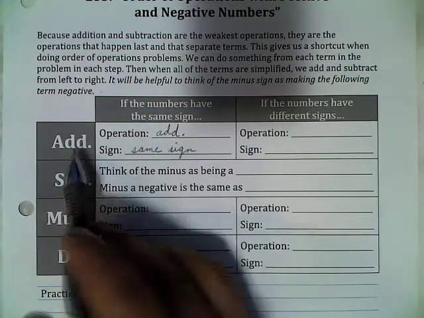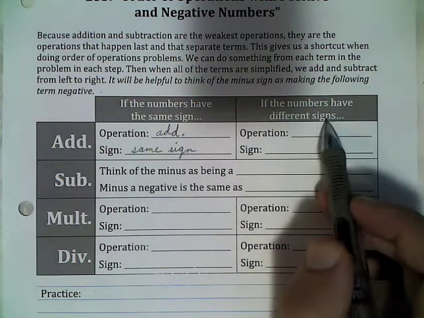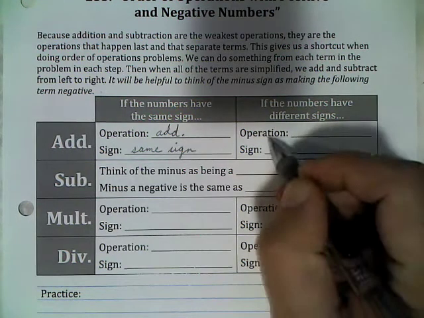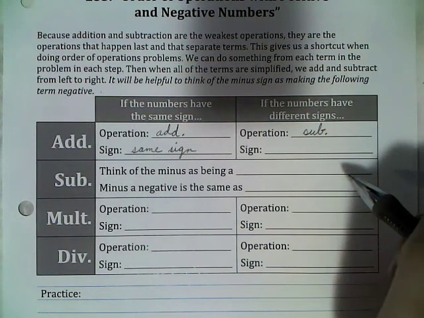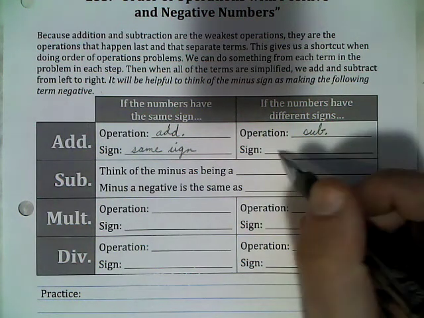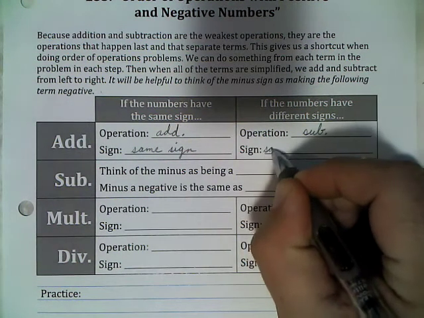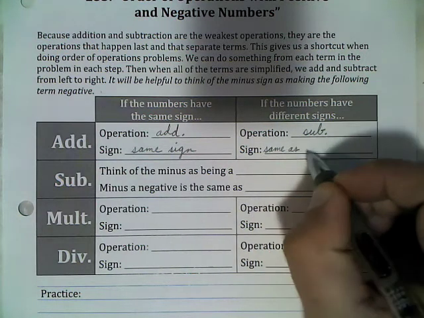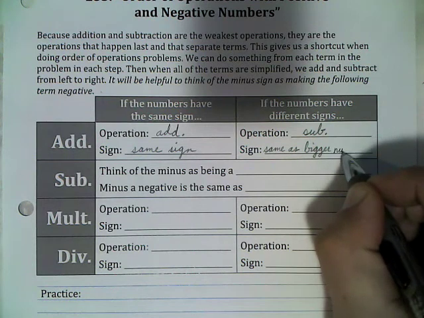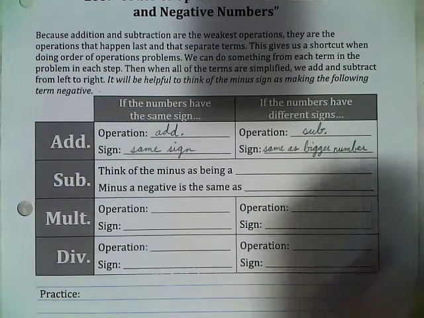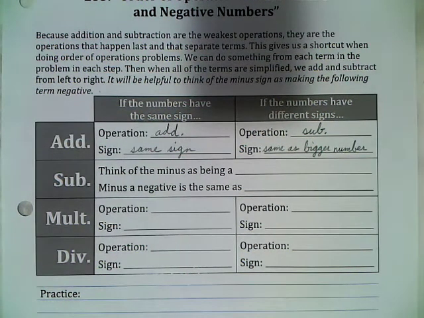Now if we're adding, and if the numbers have different signs, so one's a positive and one's a negative, then the operation that we're actually going to do is subtraction. And the sign will be the same as the bigger number. So if they have a different sign, we will subtract those two numbers. If the bigger number is positive, the answer will be positive. If the bigger number is negative, the answer will be negative.